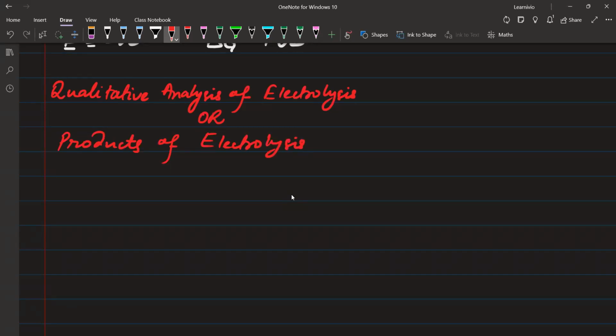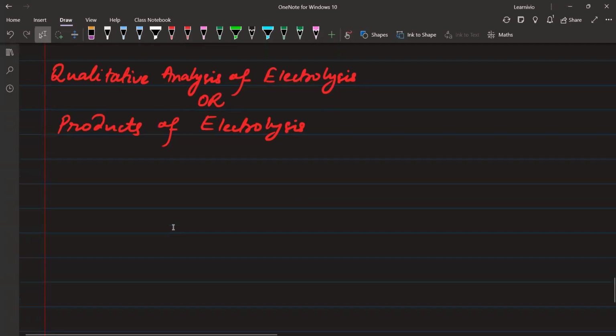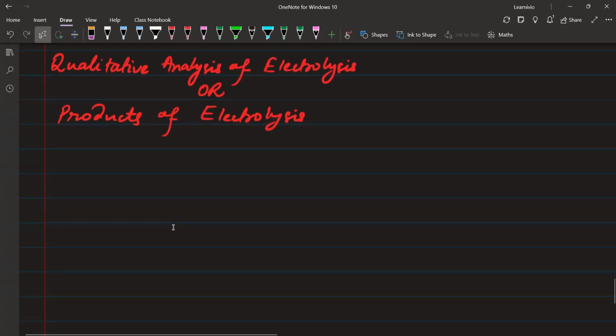Some students do self study from different books. Some books will write qualitative analysis. Some books will write products of electrolysis. If a student sees products of electrolysis, they may say, sir, you did not teach it. They will not even care to look at the topic. Is it in the topic? Okay.